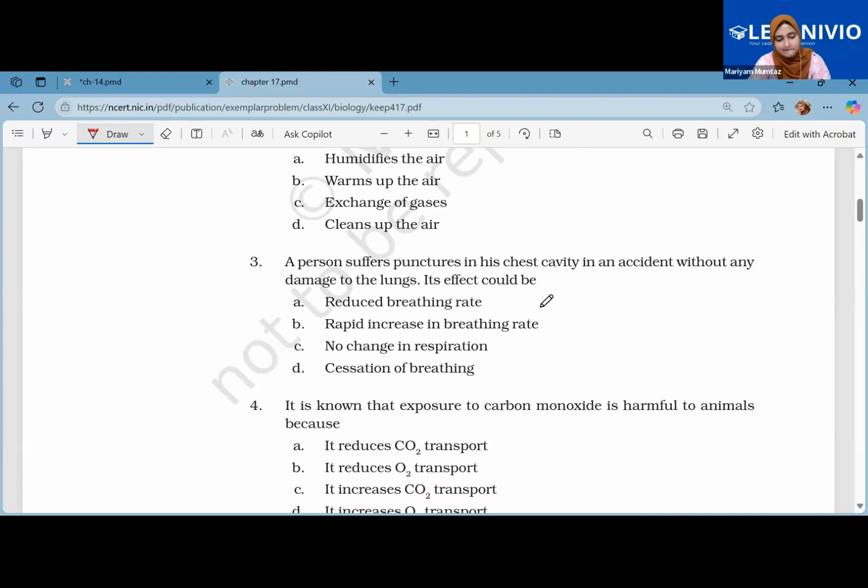Mom, is it B or C? What's the meaning of cessation? Cessation means stoppage. Something permanently stopping.